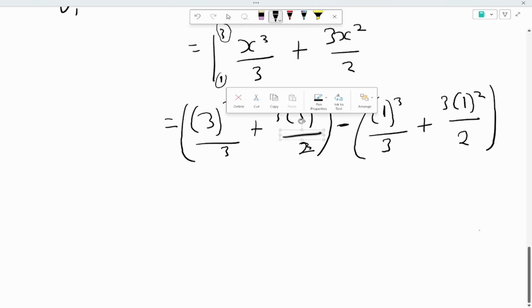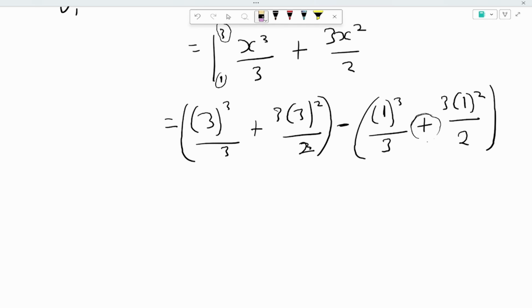You know that this plus sign here will eventually turn to a negative sign. So if you can handle that properly without making mistakes, then you don't need all these brackets. Otherwise, you do.